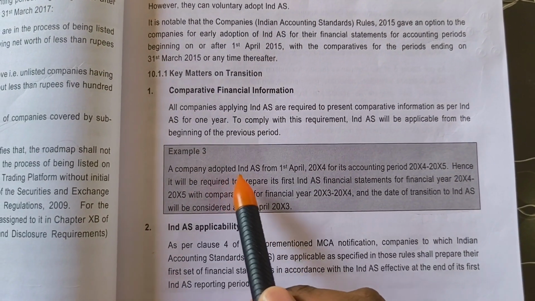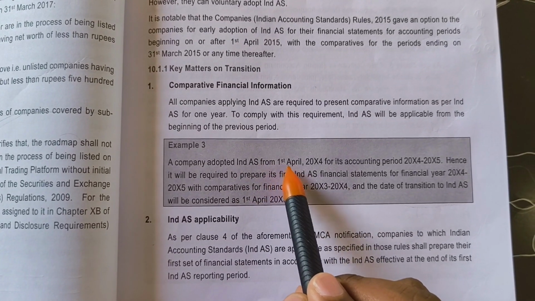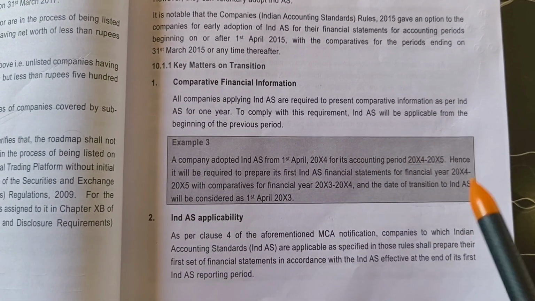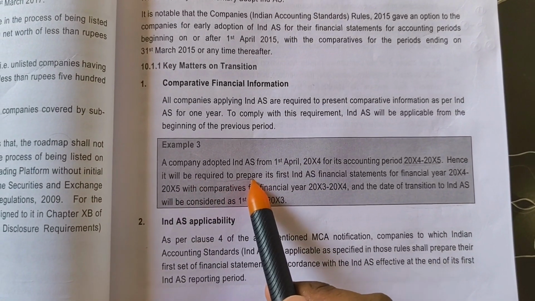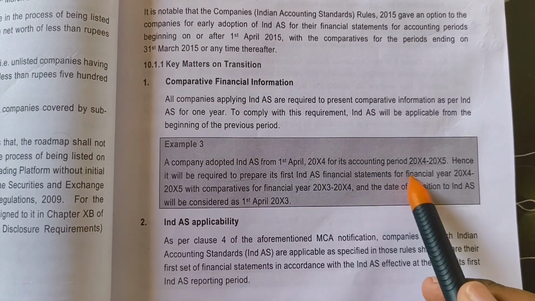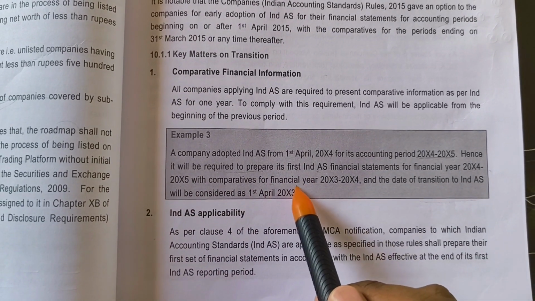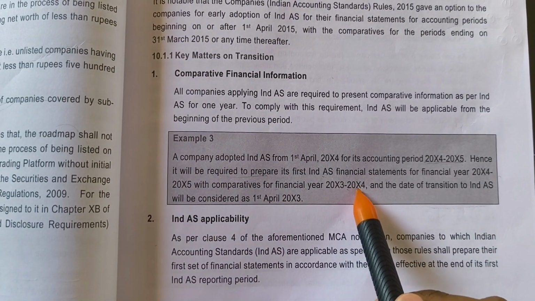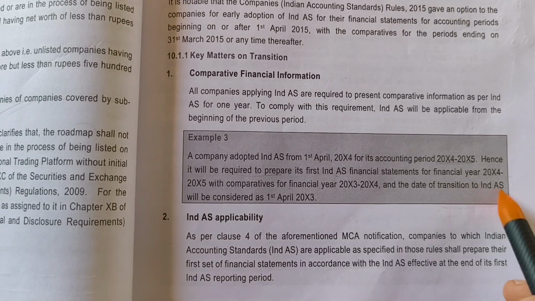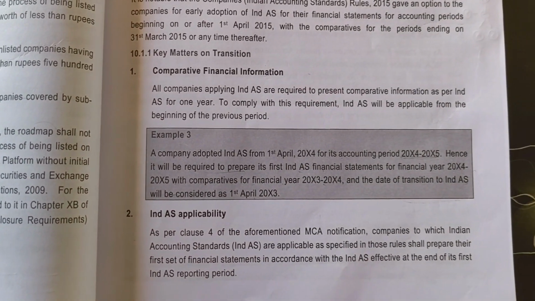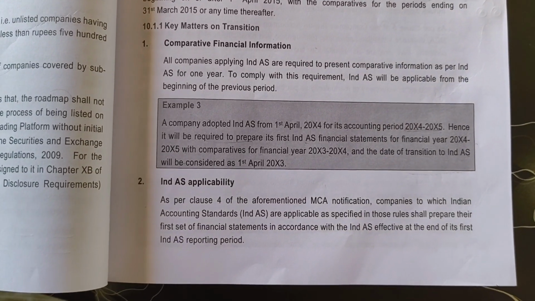A company adopted Ind AS from 1st April 2014 for its accounting period 2014-15. Hence it will be required to prepare its first Ind AS financial statements for the year 14-15 with comparatives for the financial year 2013-14. And its date of transition to Ind AS will be considered as 1st April 2013 itself.